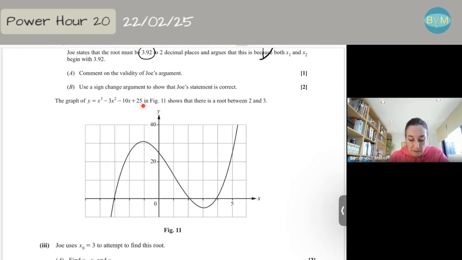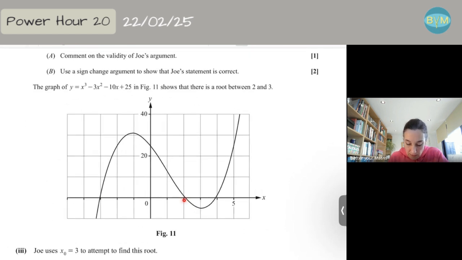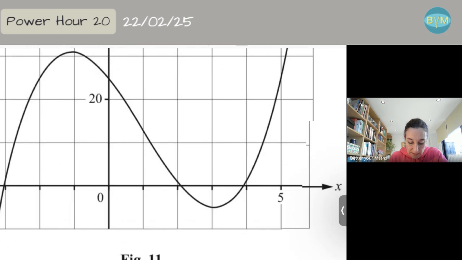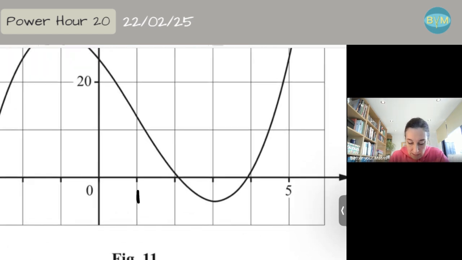This is the graph of the function that we are trying to find the roots of. We have roots here, here, and here. The graph shows that there is a root between 2 and 3, so this is 1, 2, 3, and it is this root here. We are talking about this root, in between the 2 and the 3, because we have the graph.